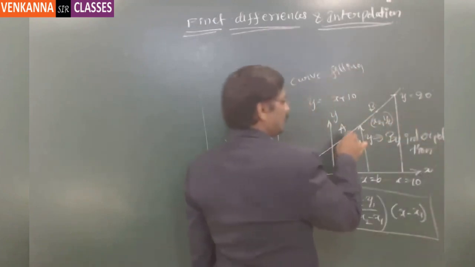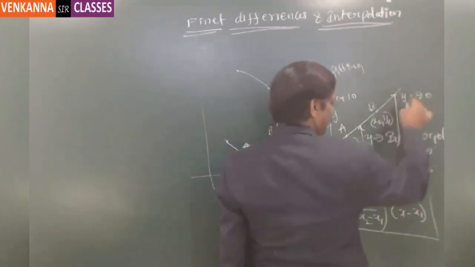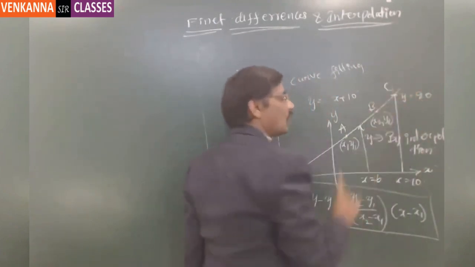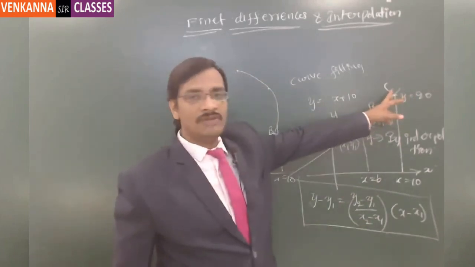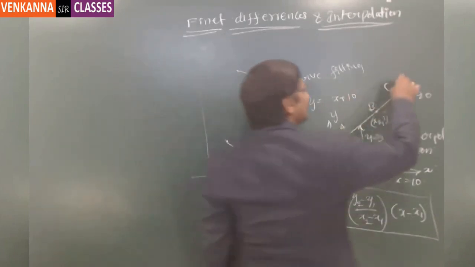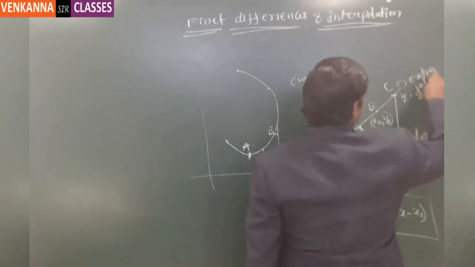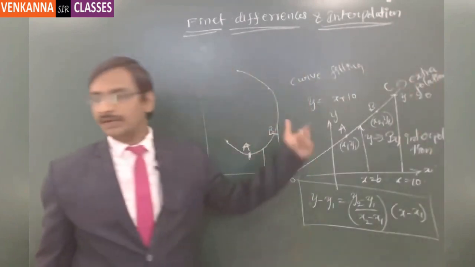Here actually, I know only A and B. If I wanted to find out the value of y at x equal to 10, where the point C is outside the range of A and B, and you are finding out the value of C, then actually this is through extrapolation. Interpolation means in between and extrapolation means outside the range.